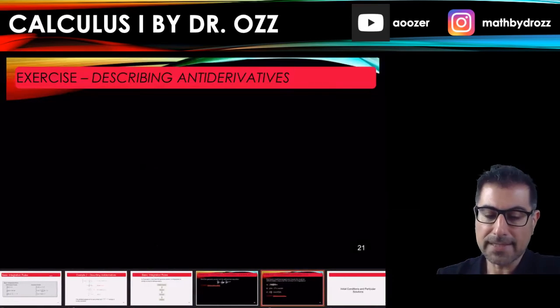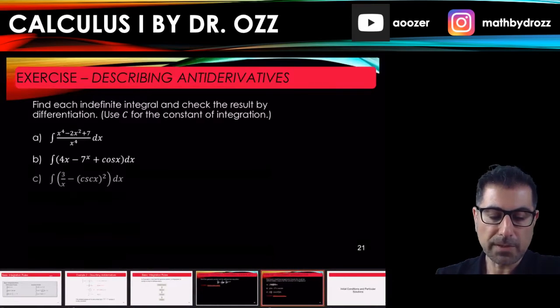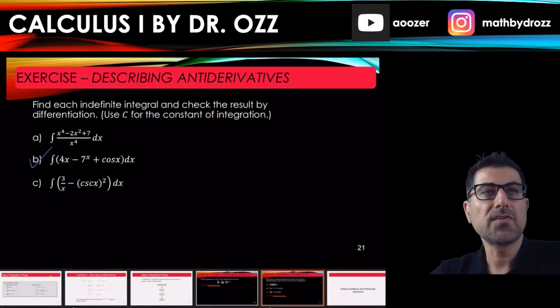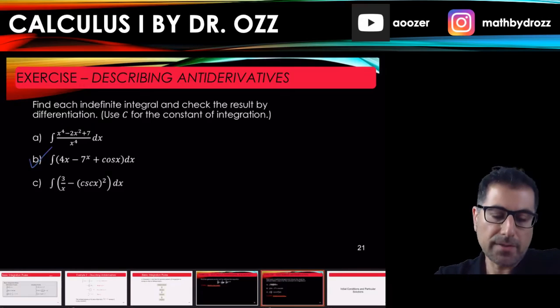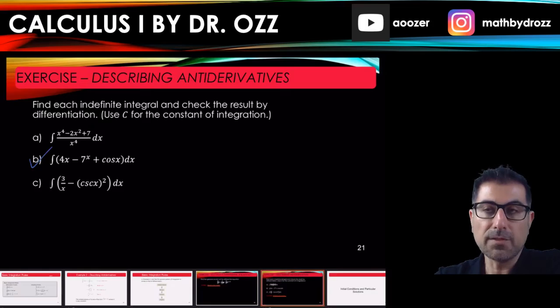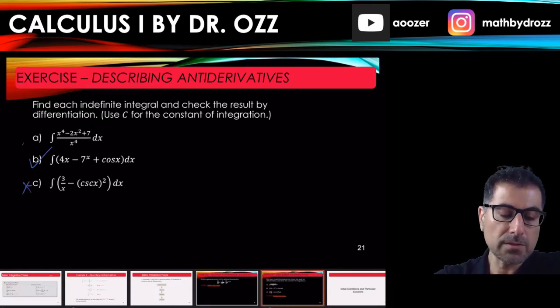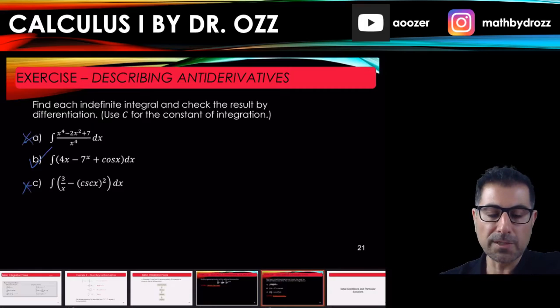In fact, one example here, and you can do the others by yourself. So I'm going to choose B in this exercise. Essentially the exercise is asking you to integrate the given function. So you can do the others by yourselves. I'm going to put stars here. So once you're done with this video, please go over those and make sure you got the right answer.